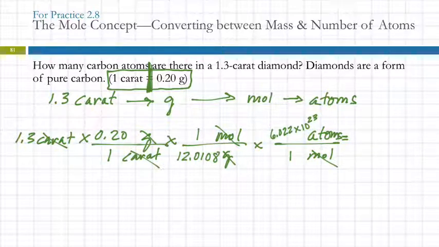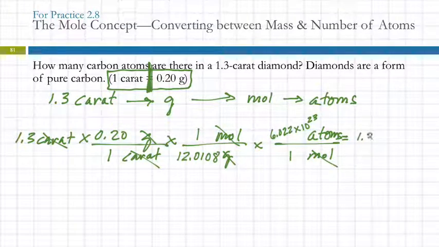1.3 times 0.2 divided by 12.0108 times 6.022 EE 23 equals. And I'm getting a really big number. How many sig figs should it have? 2. This one has 2, that one has 2, this one has 6? And that one has 4.